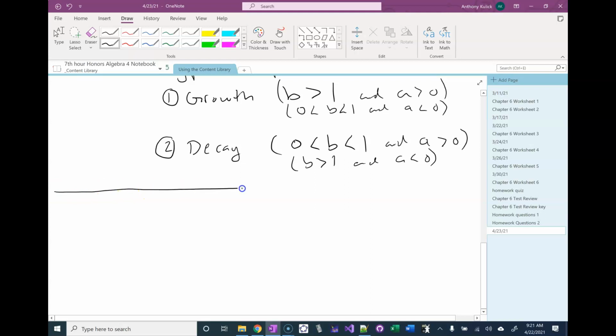So let's go ahead and draw some graphs here and do some examples of graphing some things. Okay. So let's just do a couple of examples.